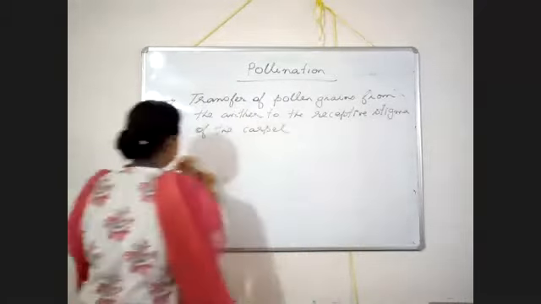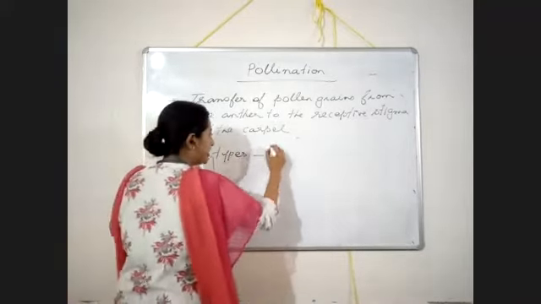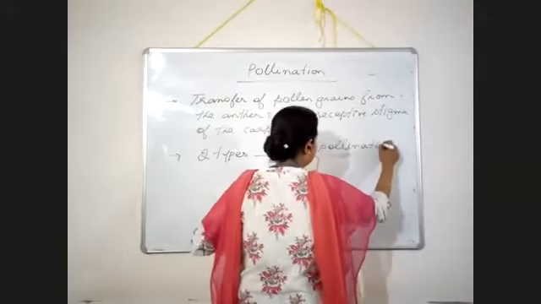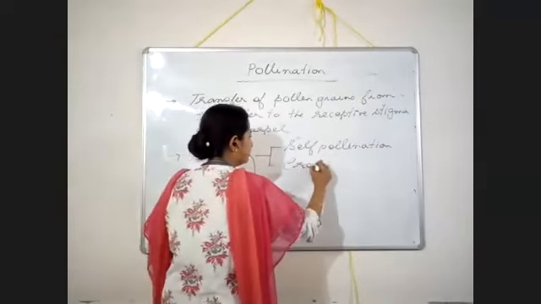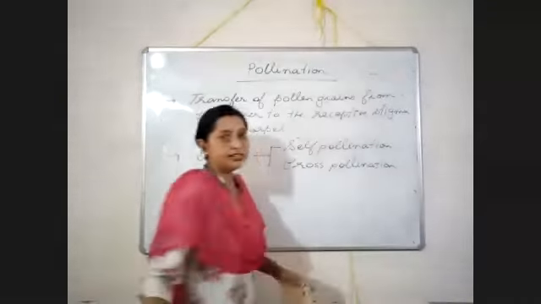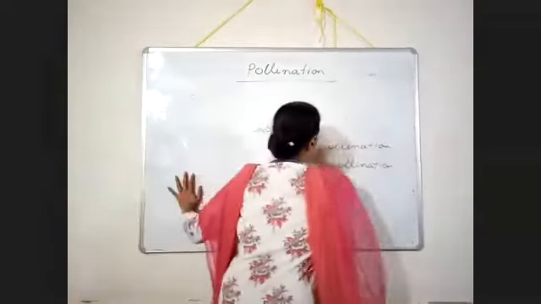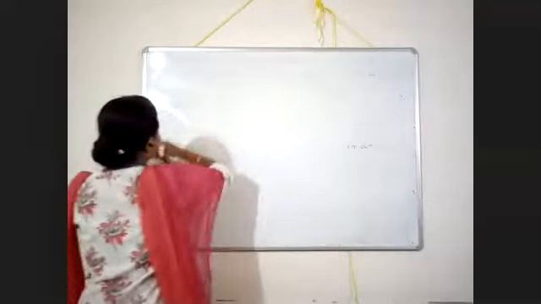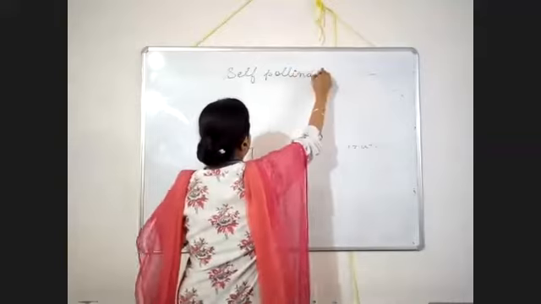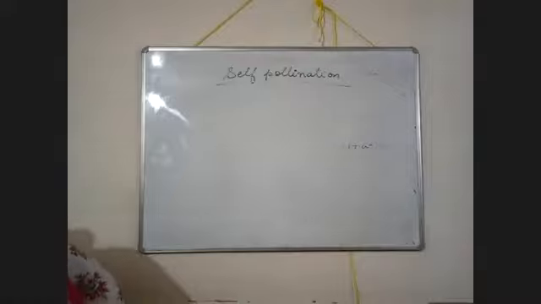Next is the types of pollination. How many types are there? Two types. What are the two types? Self pollination and cross pollination. Right, so pollination is of two types, self pollination and cross pollination. Next is self-pollination.